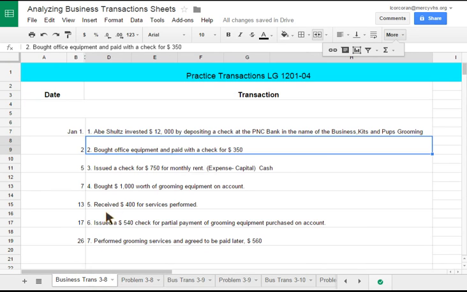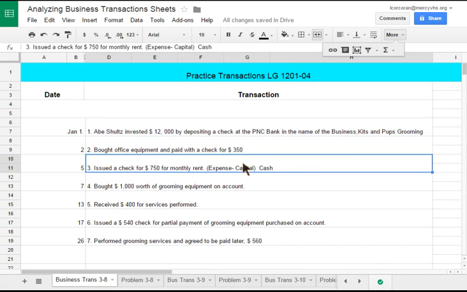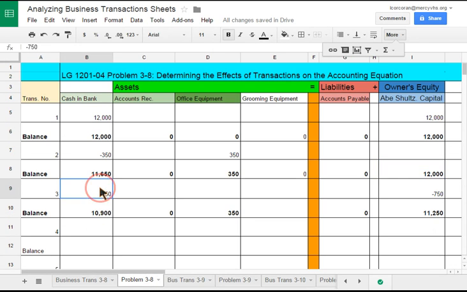The next transaction, you issued a check for $750. So we know that monthly rent is an expense, and that's part of the capital account. We're not breaking that out yet. We'll get that down the road. We'll start to break that out into more specific capital accounts. But for right now, we're just going to use the general capital account for that. And because we paid with a check, we also know that our cash is affected. So we paid $750, and we're going to decrease the cash by $750.